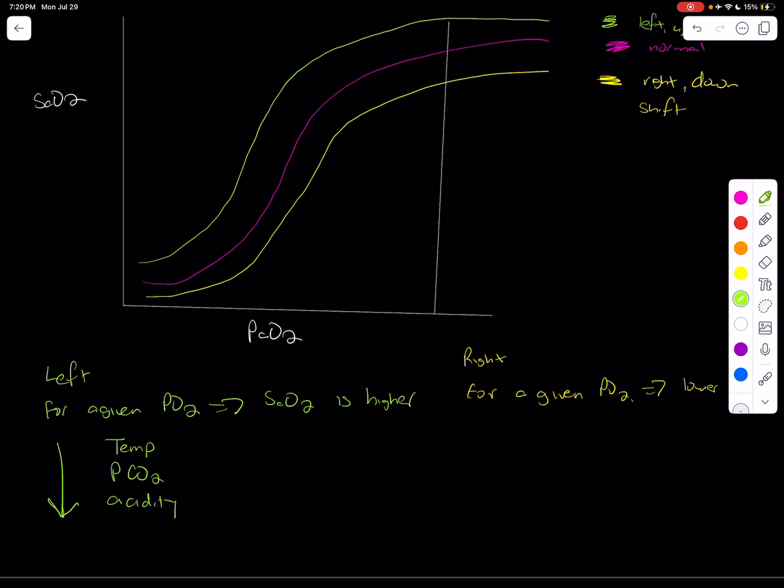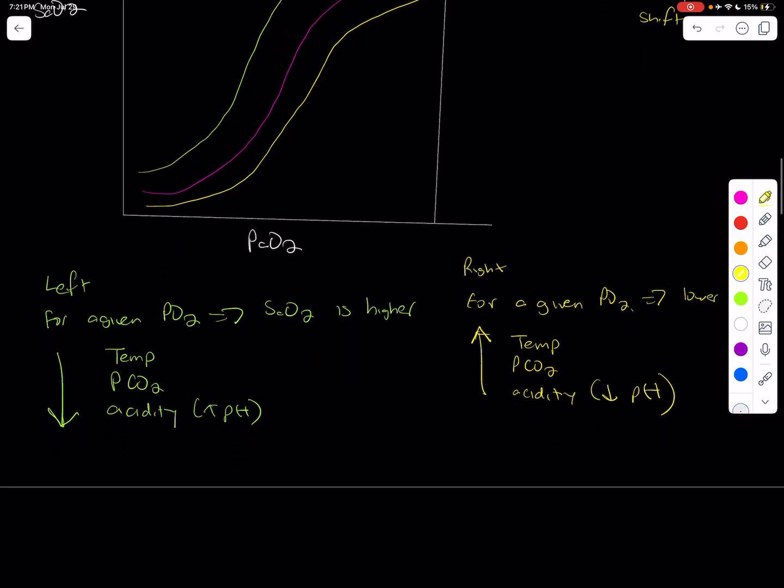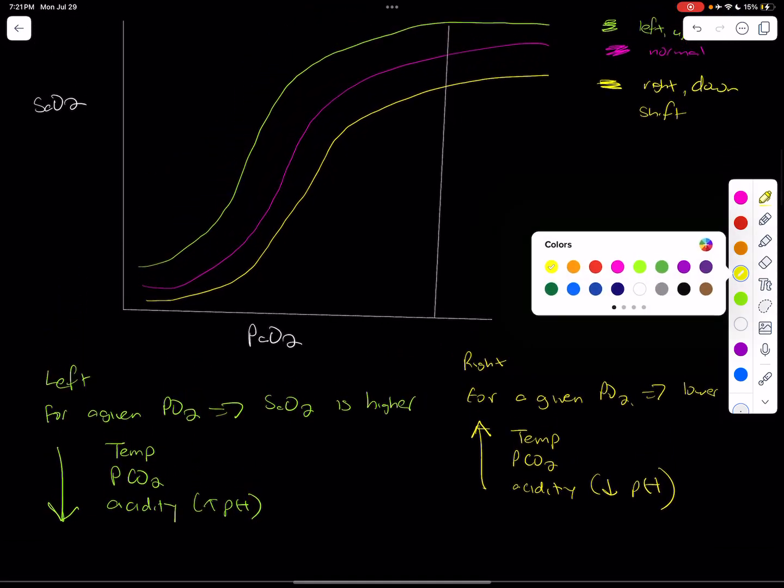Okay, and remember that acidity is related to pH, and so what this actually means is that if I decrease acidity, I'm increasing pH. Okay, and so unsurprisingly, if I increase temp or CO2 or acidity, which means that my pH is going down, I will have a right shift. So what does this mean? So if I have any of these 3 things, what's going to be the cause?